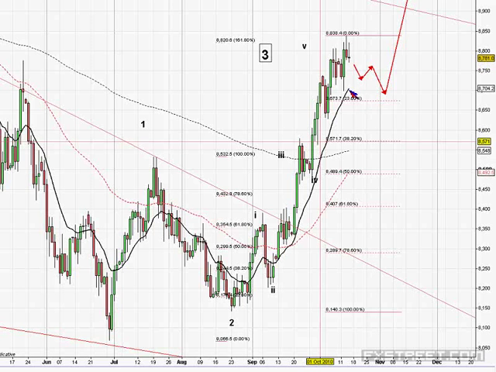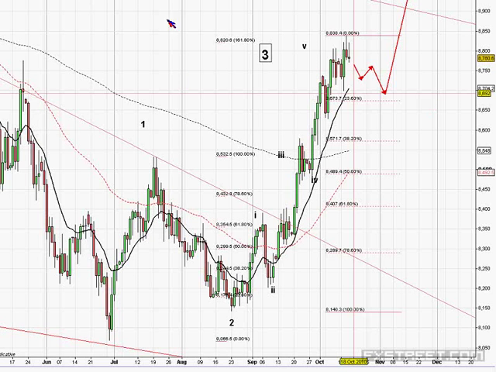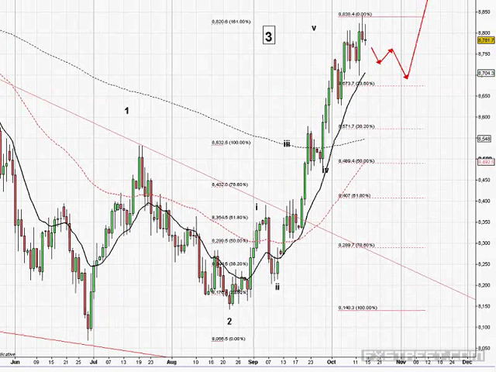This EMA is my target, because I know that she holds support off this EMA as she bounces off on the way to the upside. So that EMA is my first target. Any questions? Obviously, once this correction is out of the way, so 4 down here, hopefully.